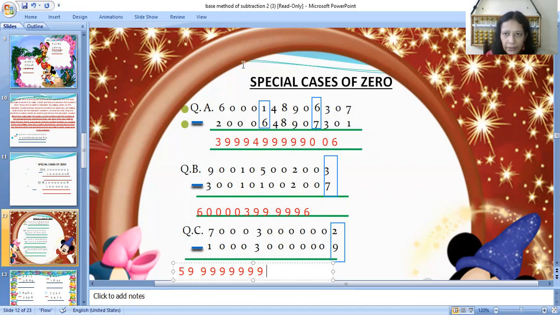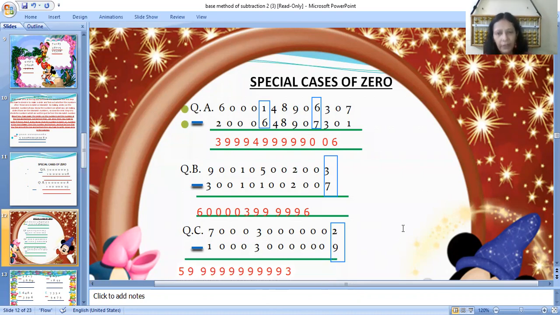Just let me check this. Next case, 0 minus 0, you will write 9 here. In the next case, 0 minus 0, you will write 9 here. In the next case, see, here you have to take the complement of 9, that is 1. 1 is the complement of 9. 1 plus 2 is 3. So you will write here 3. And this is the last number. You will not make any changes.